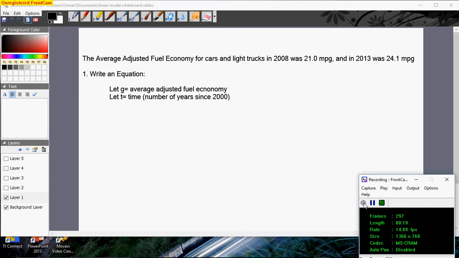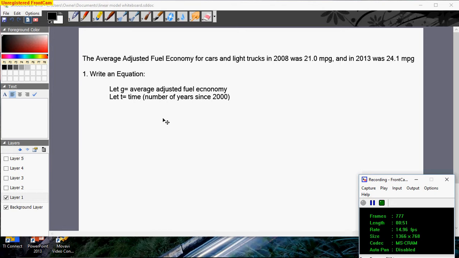The scenario we're given is the adjusted fuel economy for cars and light trucks in 2008 was 21.0 miles per gallon, and in 2013 it was 24.1 miles per gallon. The first question given to us is to write an equation. From that, the first thing we have to do is define our variables, and we're going to use variables that make sense.